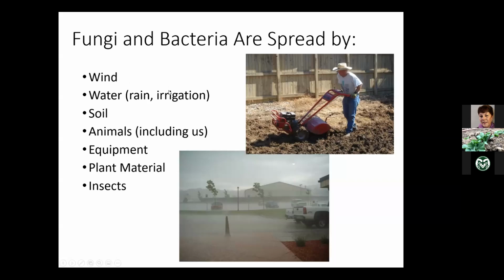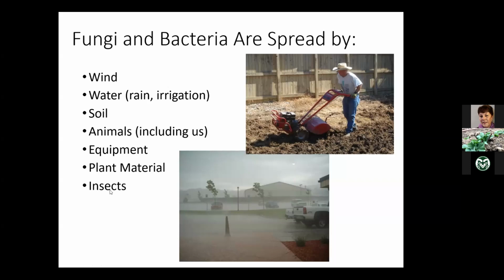Wind can blow spores, and water, even splashing water if we're doing overhead irrigation in our gardens, can be a problem. Driving rain, snow, windstorms, soil movement can cause problems. So again, all of these things can be spread by these particular issues, so we want to make sure that we are monitoring that.